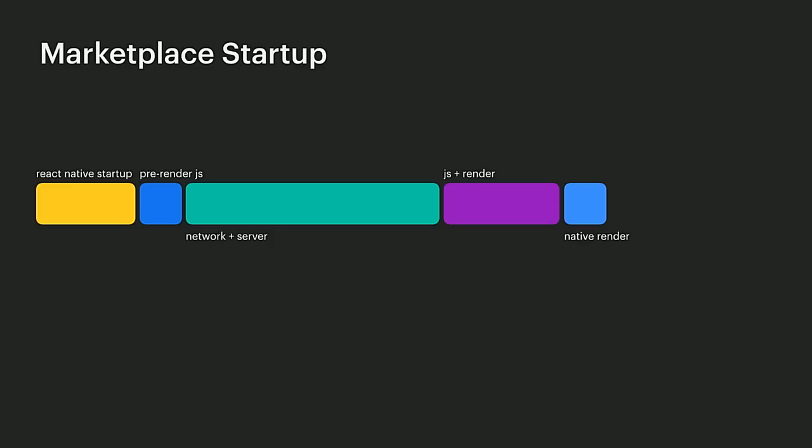The next remaining biggest chunk of time was the network and server time. The way Marketplace was making the network request is they were waiting for React Native startup to occur, for the VM to initialize and load your JavaScript, for product code to run, and then for the product code to make the network request. Now, this is a long time to wait. We made an optimization to make this network request from native instead, so we can do this in parallel with all of our other work.